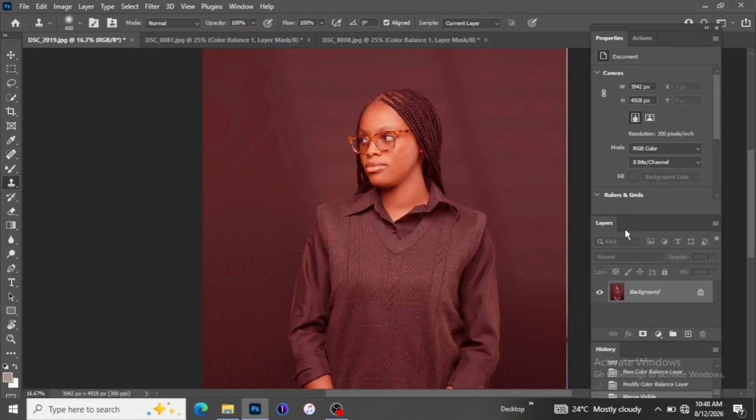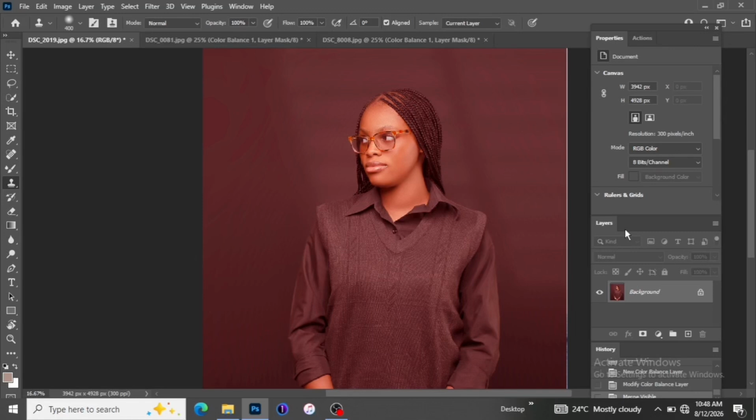Now, assuming you shot this picture and it is like this, how are you going to balance it? The first thing you should understand is that this picture looks reddish in nature. So you must have an eye for color. You must have an eye for color as a photographer. Now, this picture looks reddish in nature.